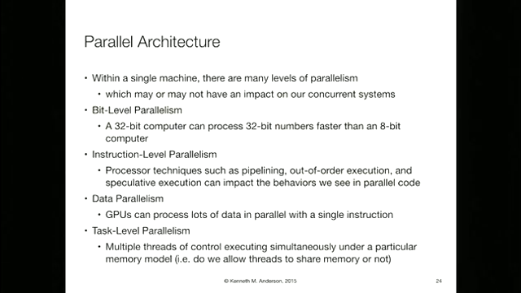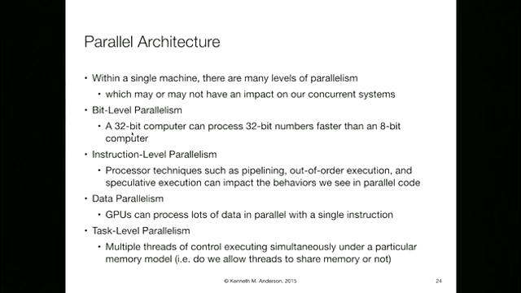Okay, now, just to add a little bit more, our book talks about the different ways that on a modern machine you can have parallelism built right into what you're doing. So within a single machine, there are many levels of parallelism that might or might not have impact on concurrent systems, depending on how they pierce the abstractions we've layered on top.